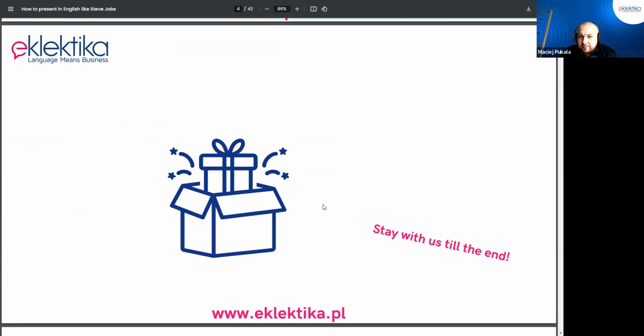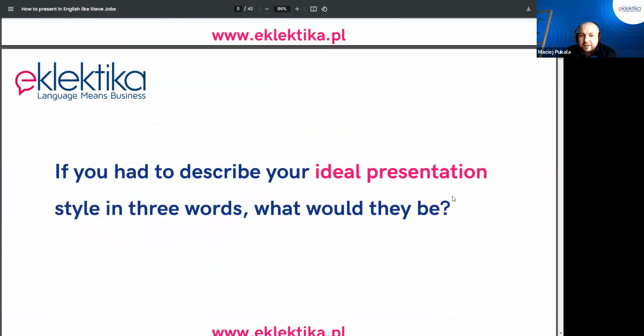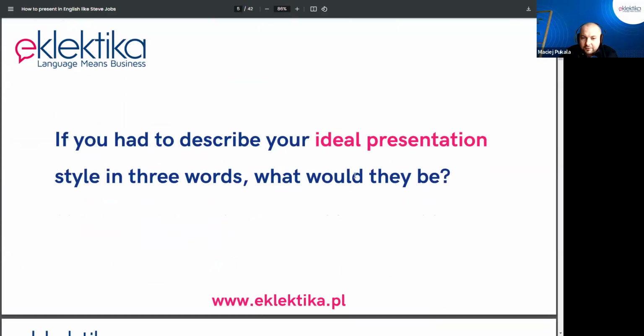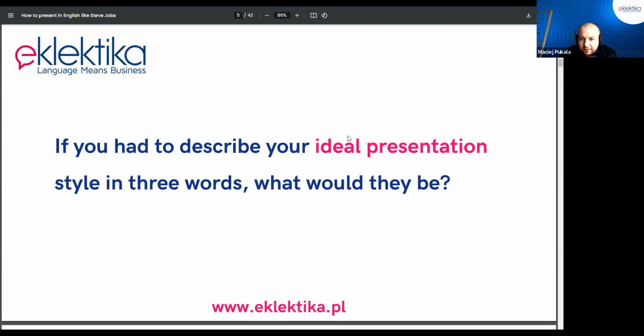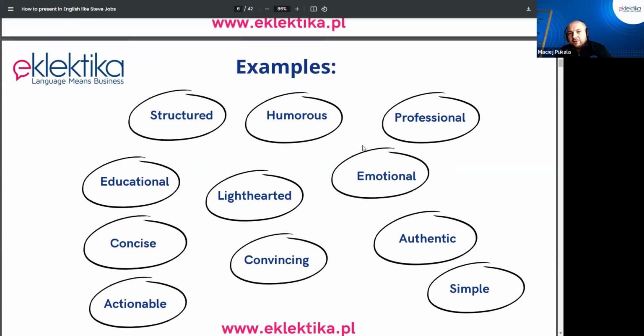Okay, so ladies and gentlemen, let's get the show on the road. If you had to describe your ideal presentation style in 3 words, what would they be? Feel free to answer this question in the chat box. Think of 3 adjectives which describe your ideal presentation style. To help you, I thought of some examples. You can, of course, choose one of my examples from the board here, or alternatively, choose your own words. So feel free to write in that chat box.